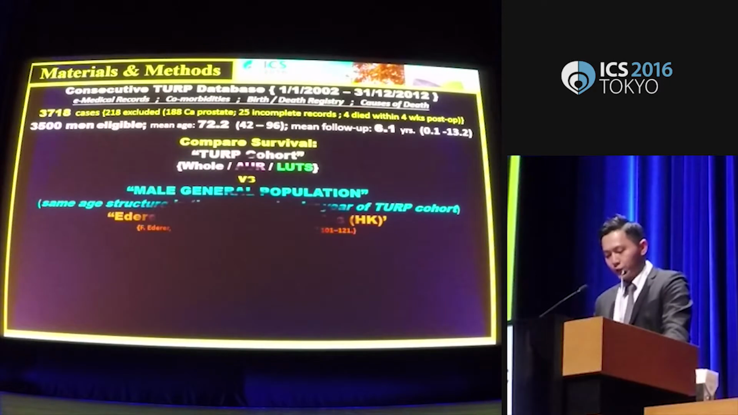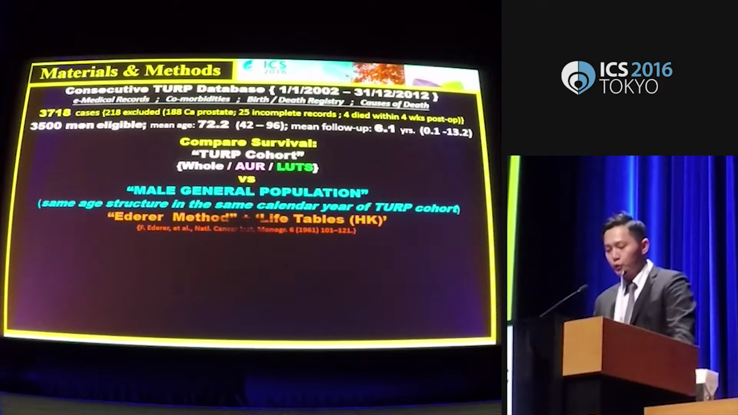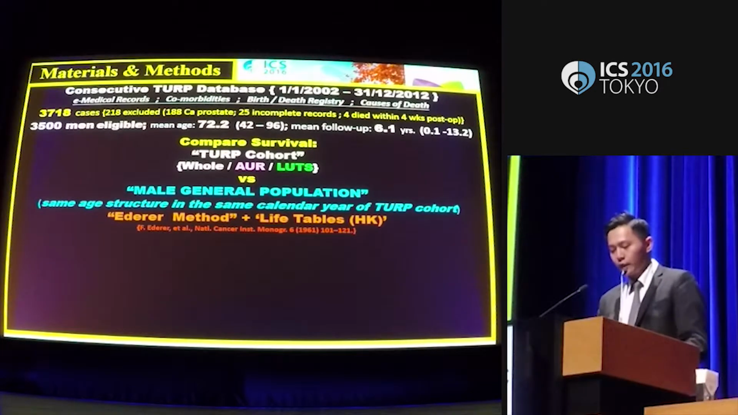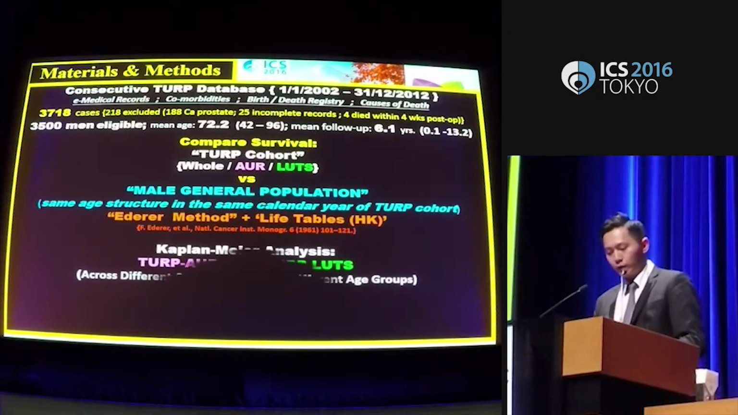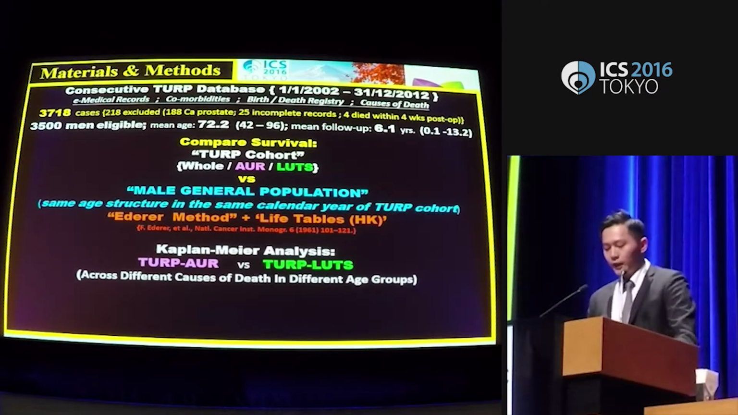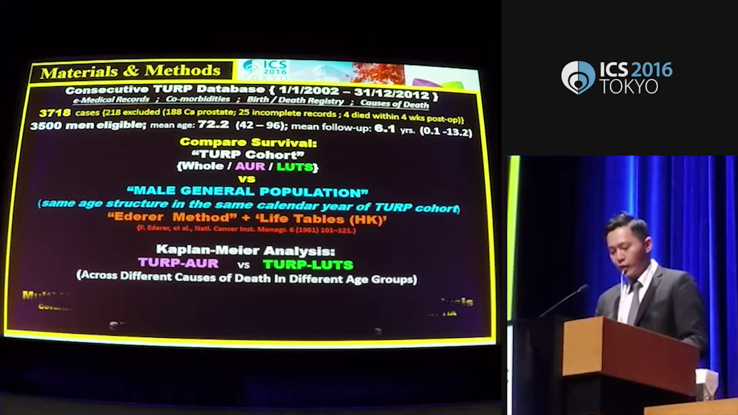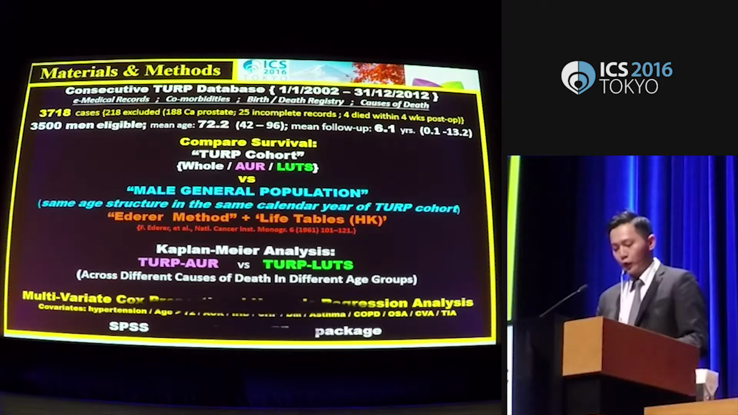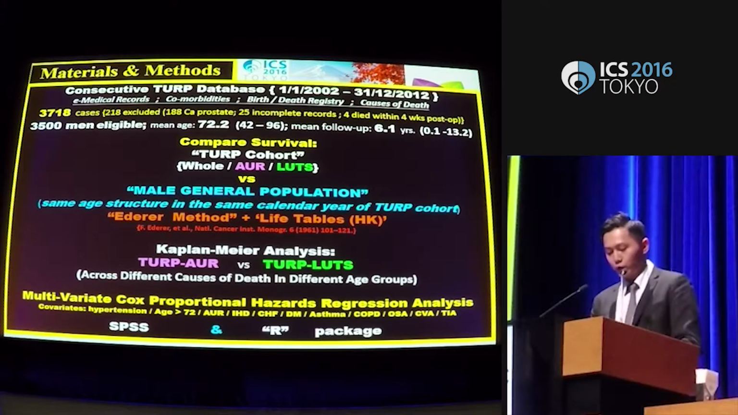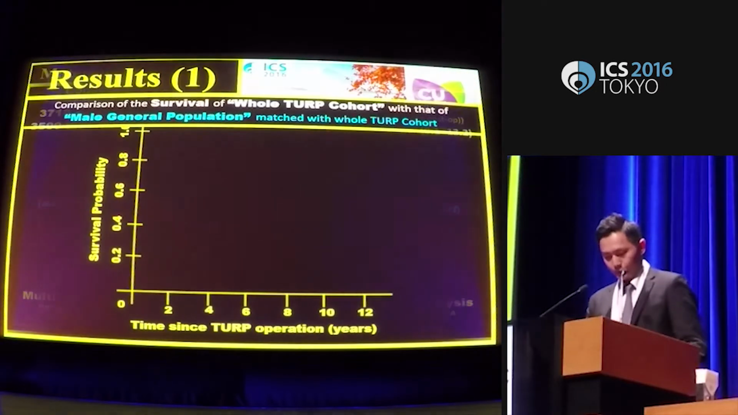What we did is basically compare the survival between patients who had TURP with the general population, as calculated by the life table method. And then we tried to stratify the TURP patients, whether they were indicated because of retention of urine or LUTS, and compare the survival between the two groups. And we looked for risk factors of worse survival by use of a multivariate Cox regression analysis.